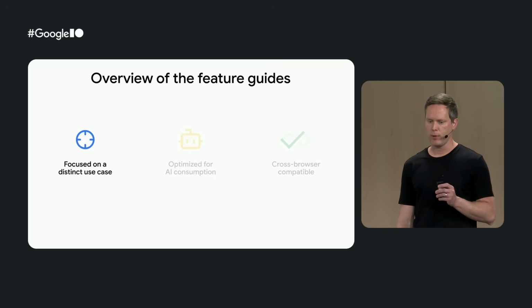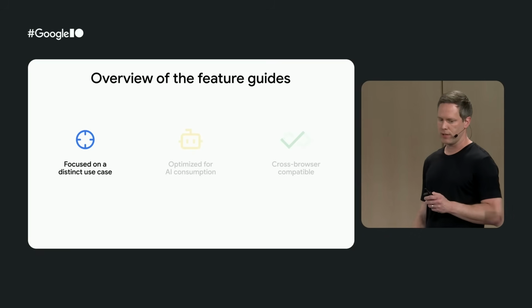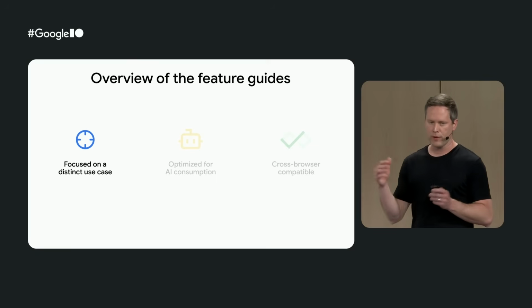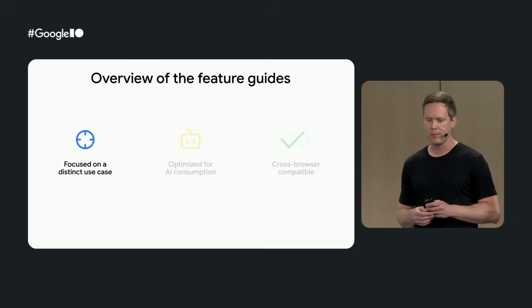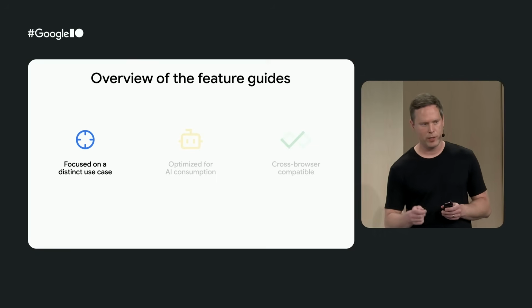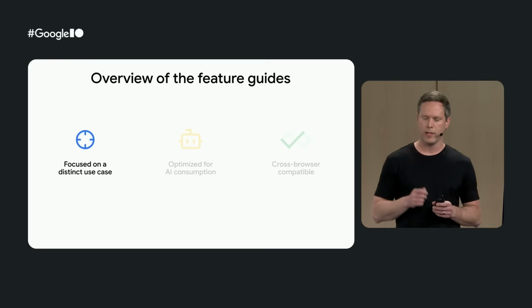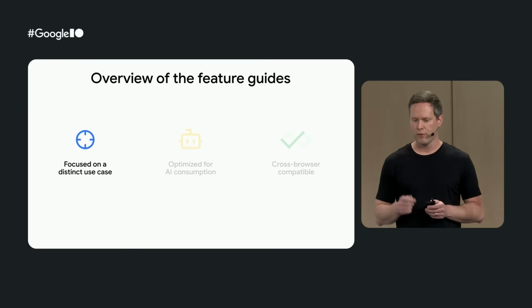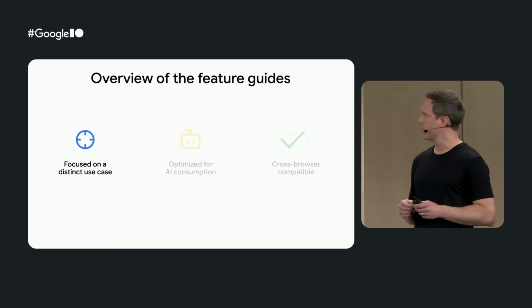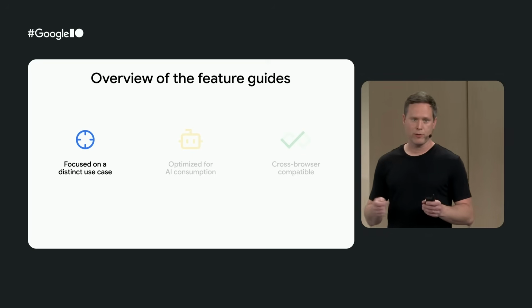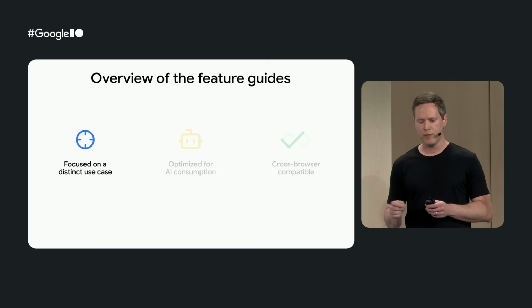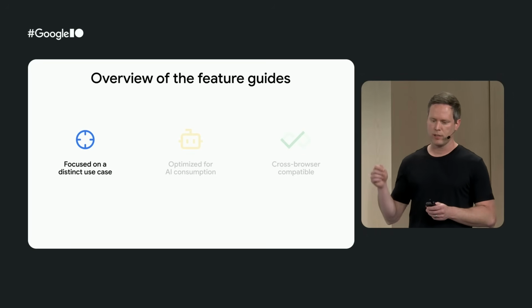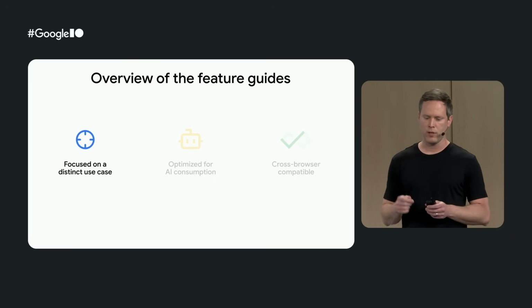Now, I mentioned before that we have both high-level discipline skills and low-level feature guides. The high-level guides are very similar to the skills that you've probably seen before, but for the low-level feature guides, we took a different approach that I think is pretty novel, and so I want to talk about it. First, rather than focusing on the features themselves and documenting how those features work, instead, each of these guides focuses on a distinct use case that one of these features unlocks or makes easier to implement.